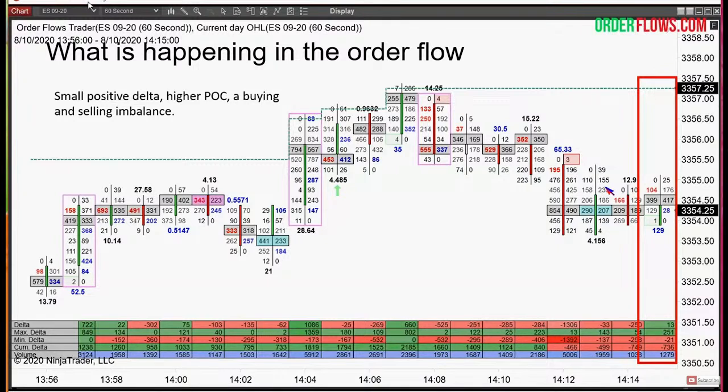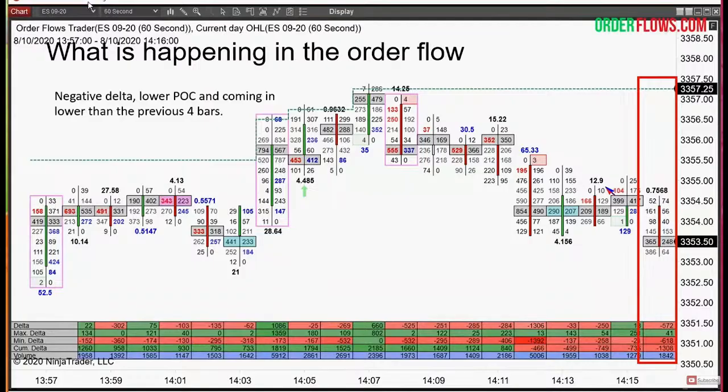Okay, you got a small delta though, it's only 13, right? For the market to move higher, you're going to need strong positive deltas, not a delta of 13. You need like 300, 400 positive delta, meaning aggressive buyers are in control. And there's a solid balance in there. And the next bar continues on down, right, as expected.